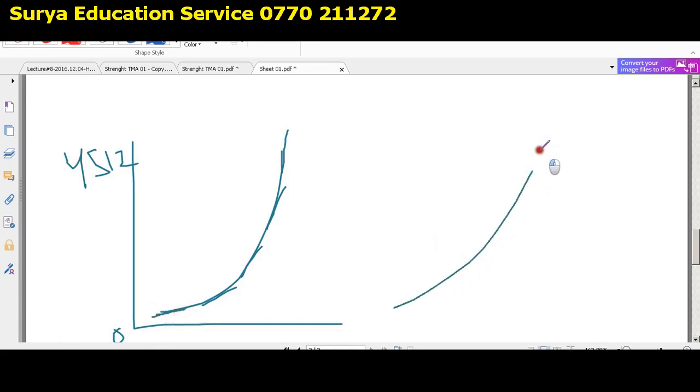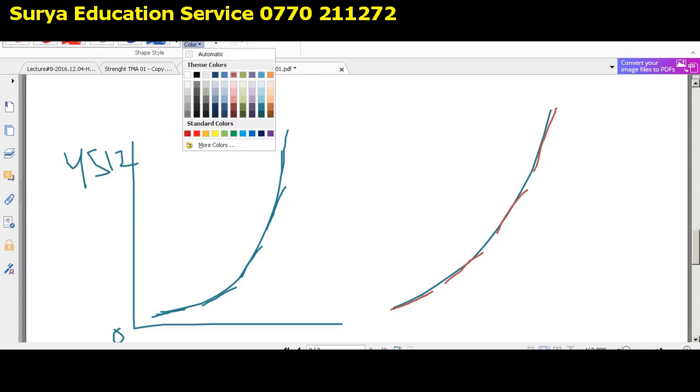Now here what you are going to do, you are going to generate tangents of the same length, right? So like that you are going to generate some tangents, right? So now rather than generating tangents, guys, there is another trick.